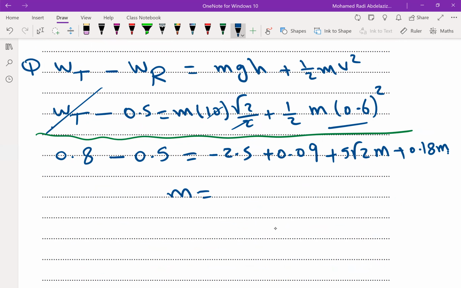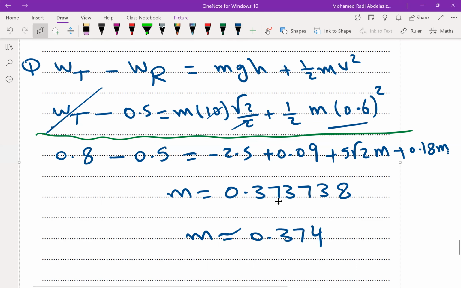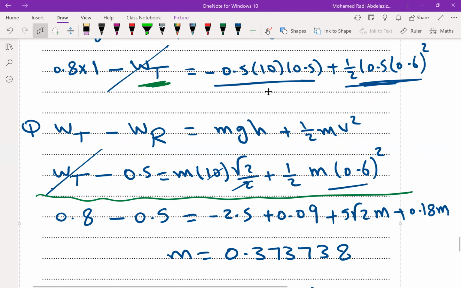Now, if we simplify this equation, you can calculate the value of m. It's 0.8 minus 0.5 plus 2.5 minus 0.09, divided by 5√2 plus 0.18. So the answer will be 0.373738. Correct to 3 significant figures, it will be 0.374. This is the value of the mass of the particle. That's it. Thank you.